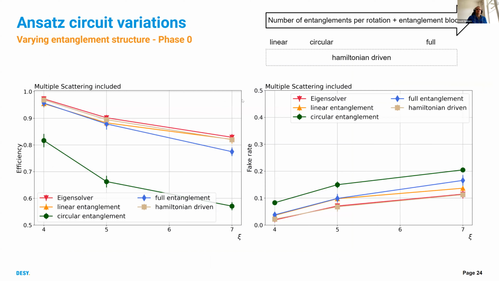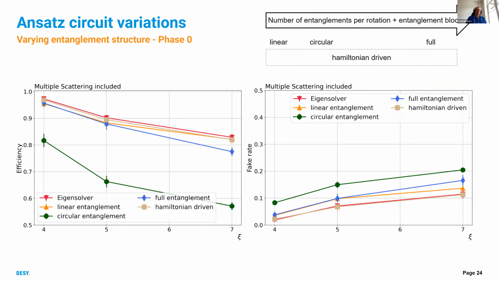Another possibility to improve the results for VQE, so that the performance comes closer or even matches the eigensolver, is to vary the entanglement structure. I would rather not go into much detail, but just point out that the way the qubits are entangled with each other may have a non-negligible influence.